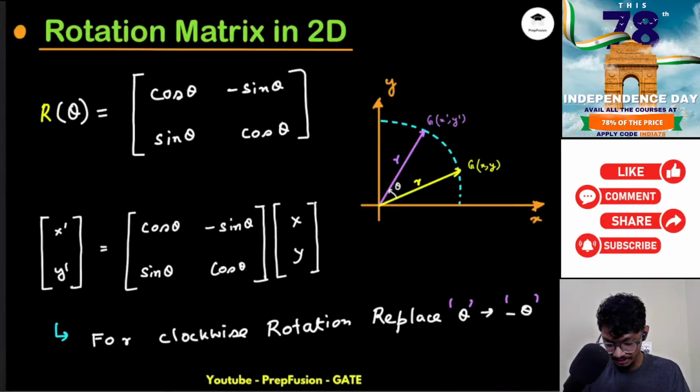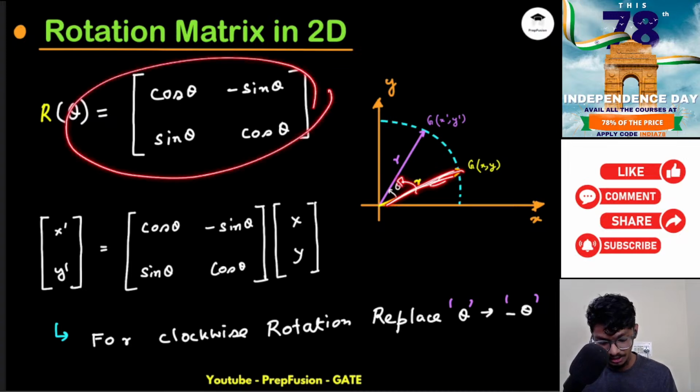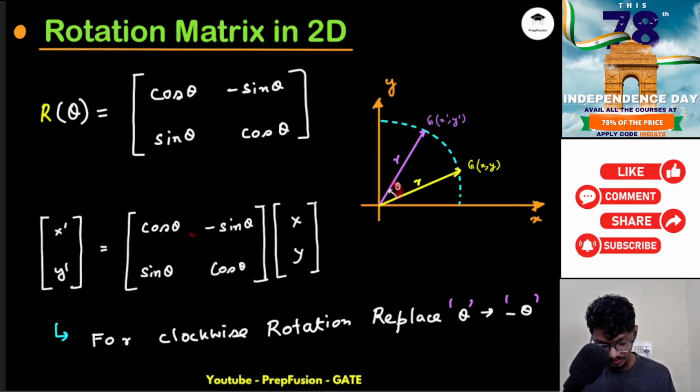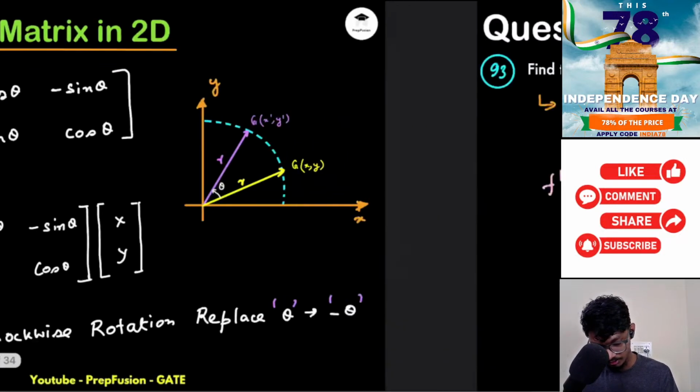I have explained this in my lecture. I think this was lecture 12 or the end, the last lecture. Towards the end, I explained that if I have a vector here, G, and I want to rotate it in the anti-clockwise direction, then this will be the matrix. But if I want to rotate in the clockwise direction, I just have to replace theta with minus theta.